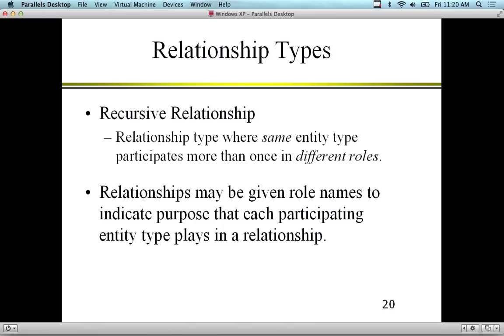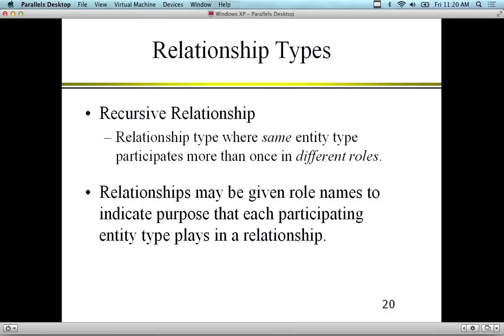So a recursive relationship is a relationship type where the same entity type participates more than once in different roles. So we have staff that manages staff. Actually, we have TAs that are students. So you have a recursive relationship with yourself. If you're a TA, you're also a student. And you're taking a class. Well, some of you are, some of you aren't.